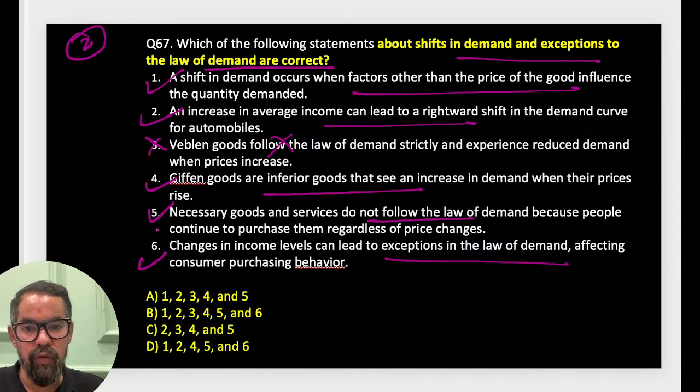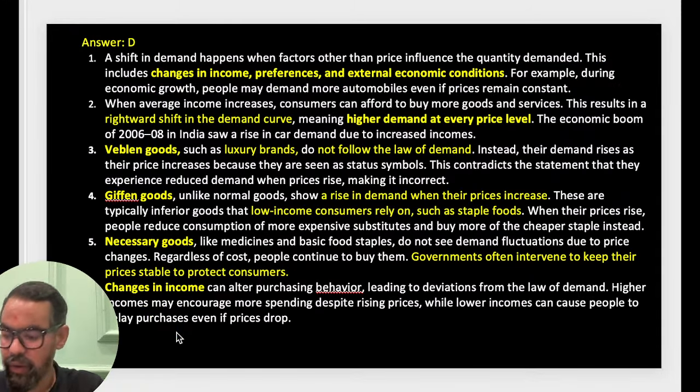No, 1 2 4 5 6, 1 2 4, yes, absolutely right. Option D will be the right answer for this one. Very good guys. Next one.